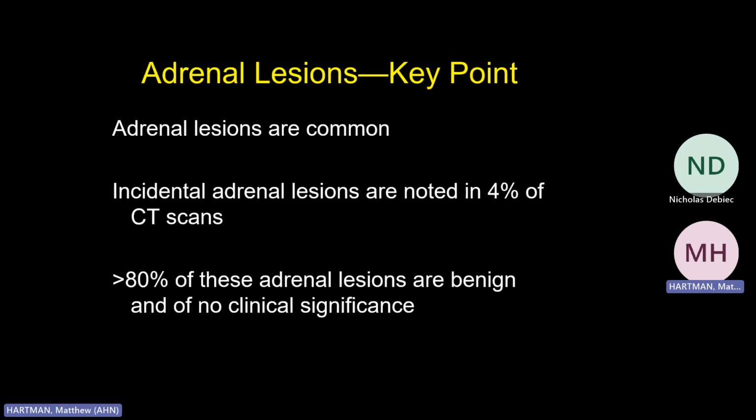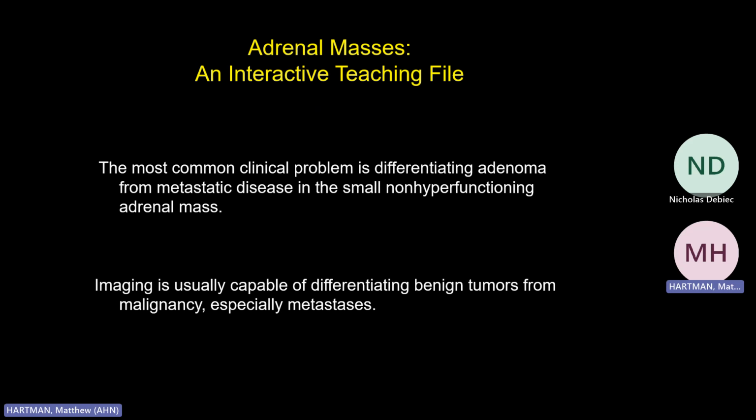Key thing to remember is adrenal lesions are very common. Most of them are going to be benign, though, of no clinical significance. But as radiologists, one of our main goals when looking at the adrenal gland and seeing a lesion is trying to differentiate benign from malignancy, especially metastases.